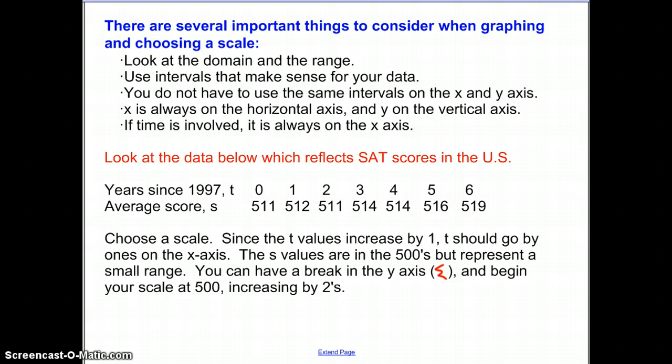We're going to choose a scale. Since the t values are increasing by 1, t should probably go by 1s on the x-axis. Remember, time is always on the x-axis. The s values are in the 500s, but it's a really small range. The lowest one is 511, and the highest one is 519. So instead of going up by 100s all the way up, I would consider having a little break in the y-axis, denoted by that little red symbol there, and begin your scale at 500. You could increase by 2s or by 1s going up.